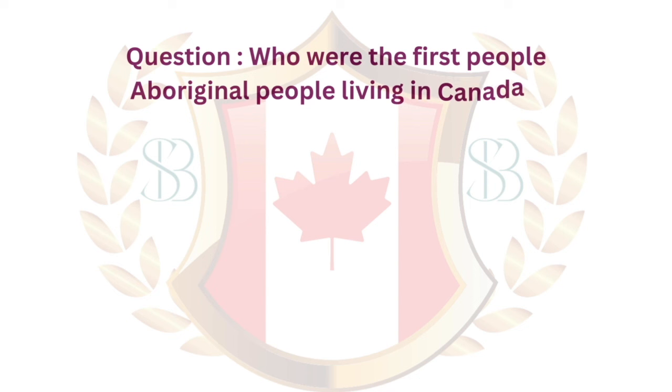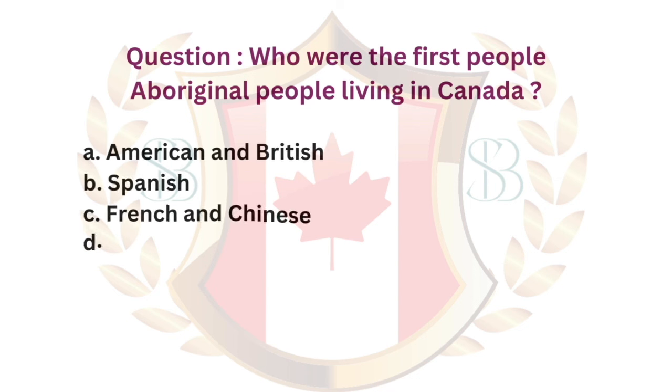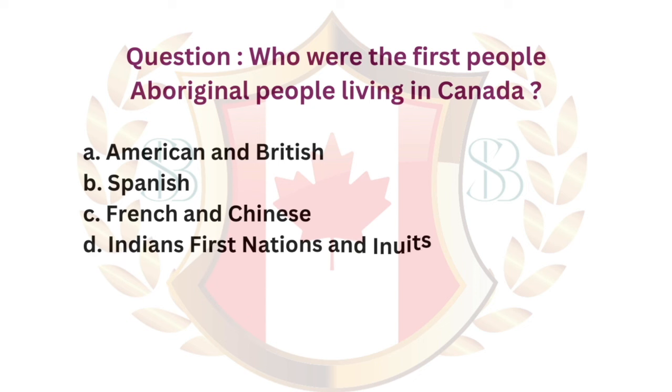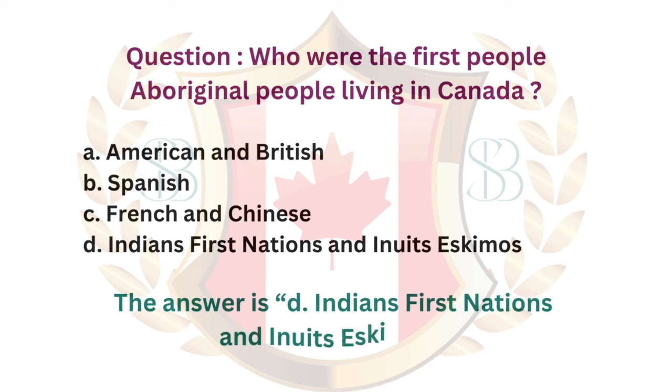Question. Who were the first people, Aboriginal people, living in Canada? A. American and British. B. Spanish. C. French and Chinese. D. Indians (First Nations) and Inuits (Eskimos). The answer is D. Indians (First Nations) and Inuits (Eskimos).